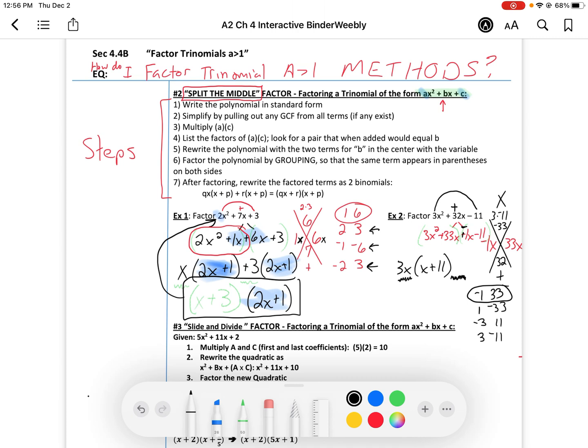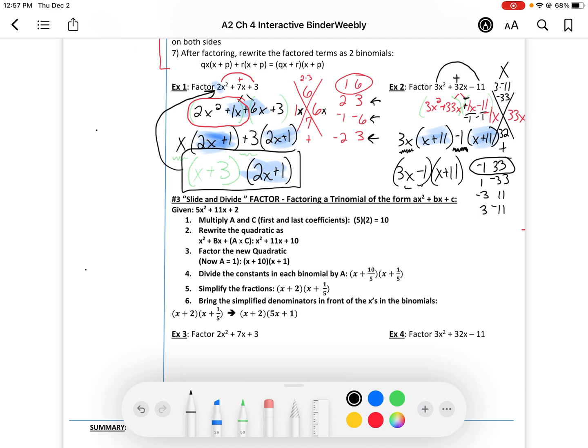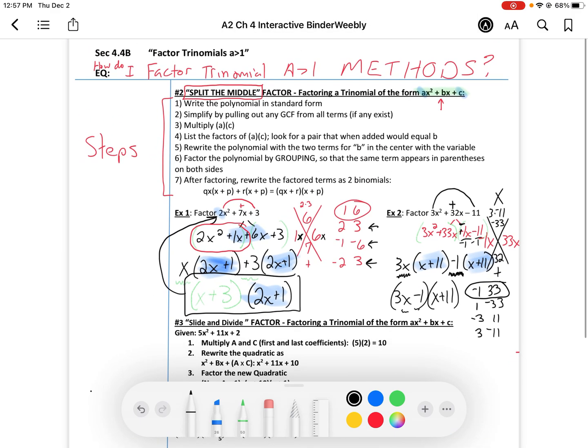However, we actually aren't going to factor a 1 out, because if I factored a 1 out, my binomials right here wouldn't match. They'd be opposites. So I need to factor out a negative 1. Because when I factor out a negative 1, I'm left with a positive x and a positive 11. So now they match. So we put 3x minus 1. We put the GCFs together, even if it's a negative 1 or a positive 1. That GCF needs to get factored out, and then x plus 11. So that is what we call split the middle.